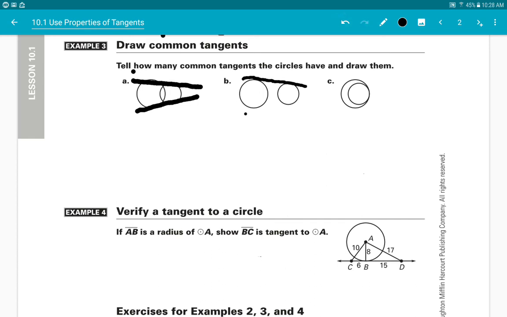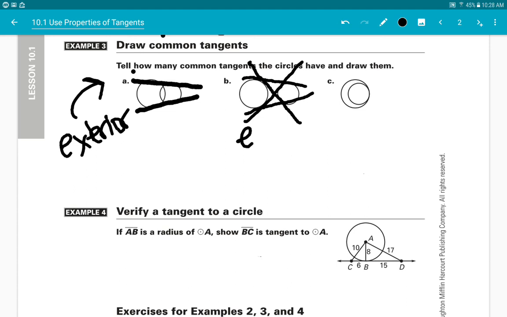That's one common tangent. Here's another common tangent. But then you also have the ones that cross in the middle here. So that's another one, tangent to both circles, and another one, tangent to both circles. Okay, so now if you look here, they were only considered the exterior tangents.